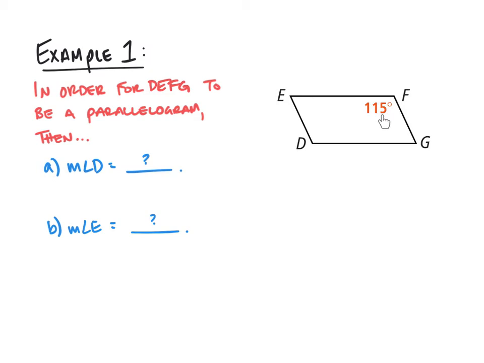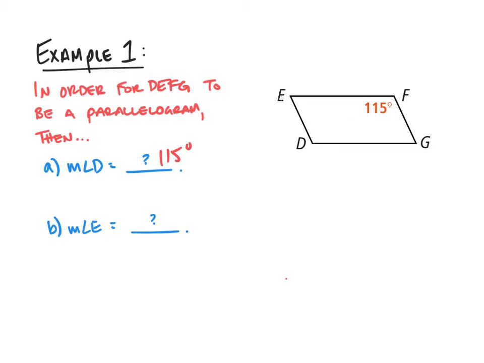Now we know that in order for a shape to be a parallelogram, the opposite angles have to be congruent. So if angle F is 115, then angle D would also have to be 115 degrees. So that one's not too bad. Now what about angles E and G? There's kind of two ways that we could go about this.